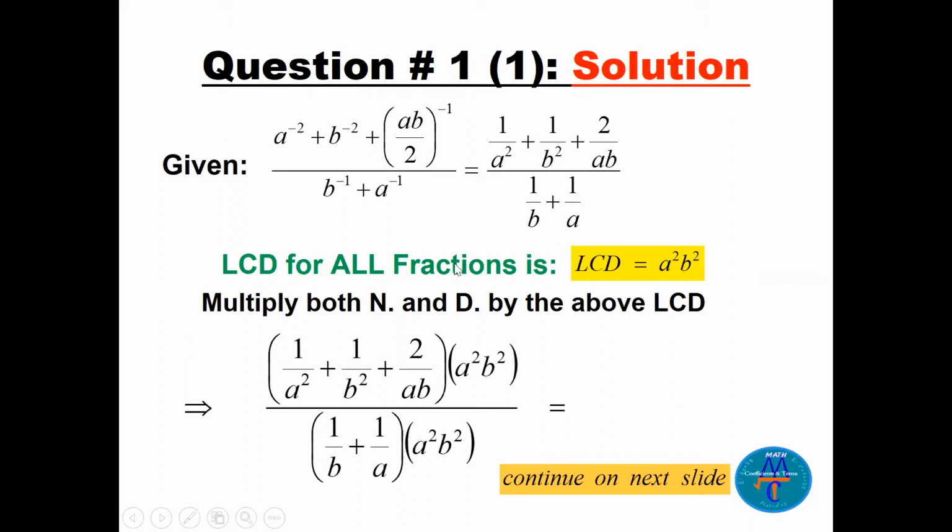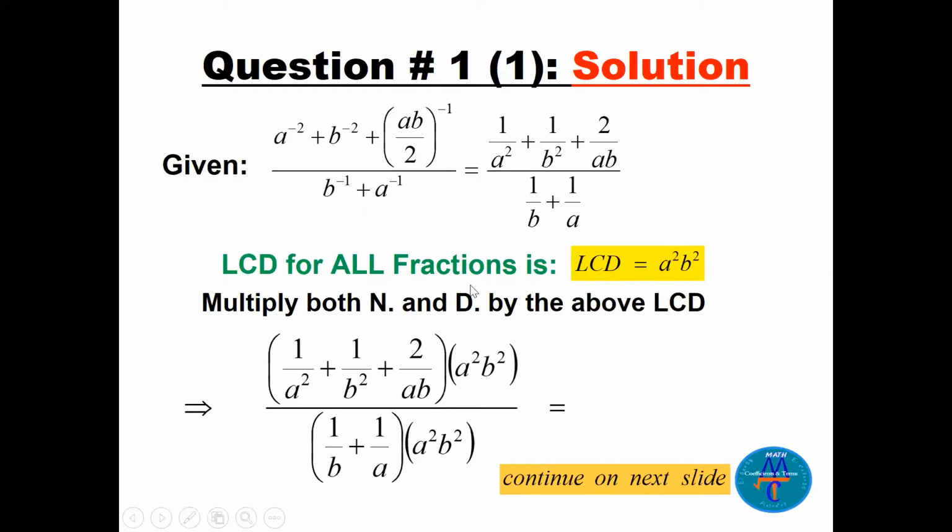Now there are 2 methods, method number 1, method number 2, to simplify a complex fraction. You can see that in the algebra course lectures 13 and 14. Now here I'm using method number 2, LCD for all fractions. So I see here 1, 2, 3, 4, 5 fractions. I find a squared, b squared, ab, ba. I need the LCD for all of them, a squared b squared.